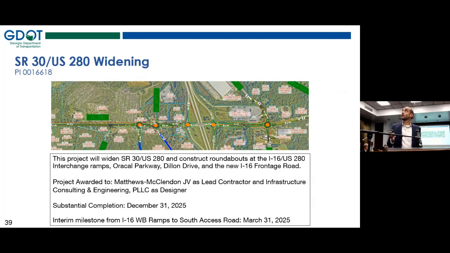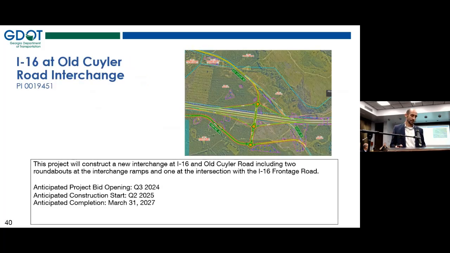the 280. Our interim completion date is March 31st, 2025 to build a portion along the mega site itself. With the trailing locations, we have a date of December 31st, 2025, north of I-16. And then finally, the Old Kyler Road interchange. Again, a brand new interchange, a greenfield project on the southeastern side of the mega site.